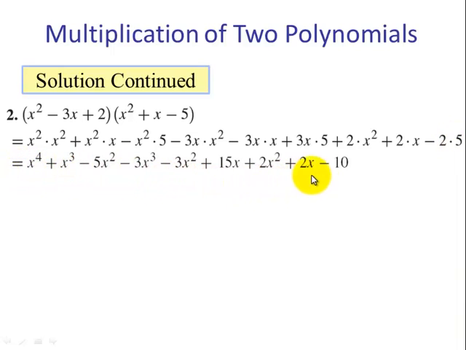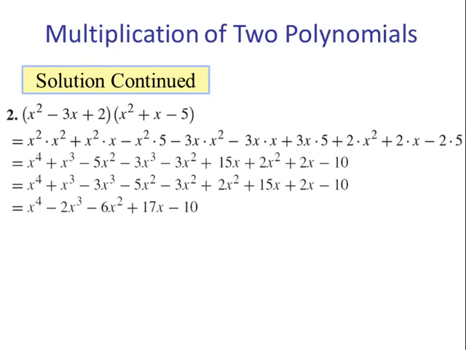Our next step is to scan these 9 terms and see if there's any like terms. So we've got an x cubed and an x cubed. We've got an x squared and an x squared. We have an x and another x. Combining those terms, we get x to the fourth minus 2x cubed minus 6x squared plus 17x minus 10.